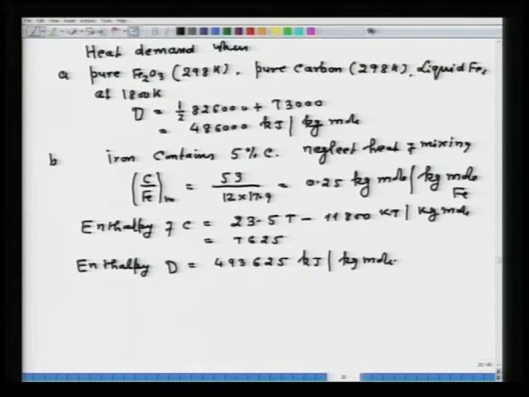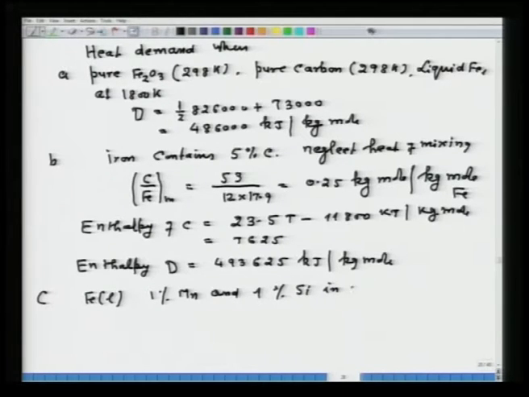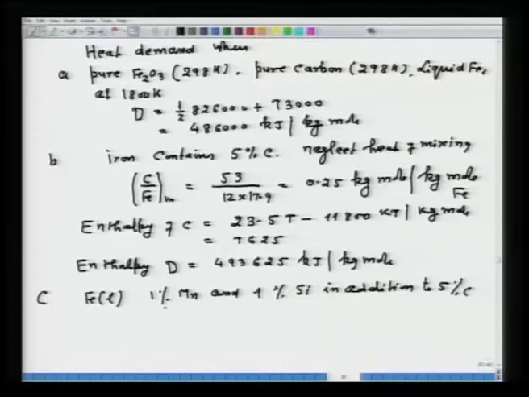Now, still another modification, let us come closer to what the blast furnace is producing. Blast furnace is producing silicon and manganese also. Now, let us consider case C, say liquid iron contains 1% manganese and 1% silicon in addition to 5% carbon. We are simply modifying case B, where we are telling that the liquid iron contains 1% manganese and 1% silicon. That is, we are now approaching the actual case.